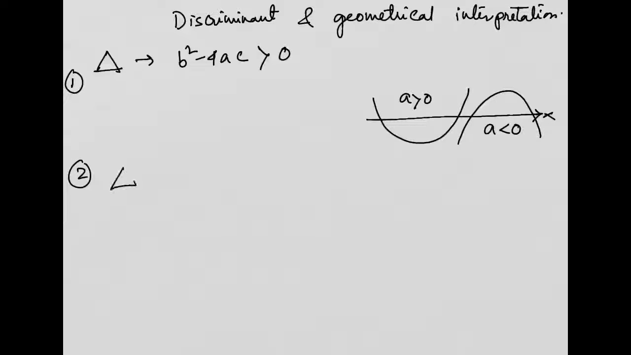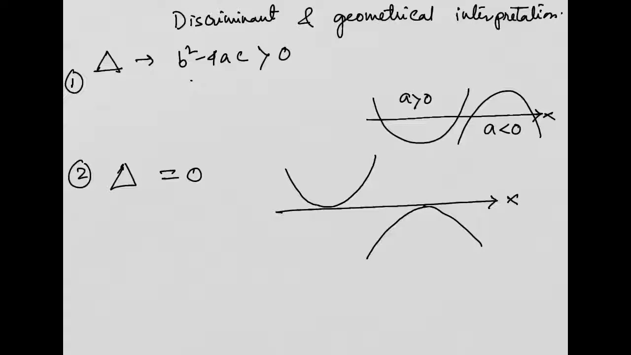Now, second, I know that my delta, or b square minus 4ac, is equal to 0. That gives, when the x axis is like this, the parabola just touches the axis at a single point. Depends on a: if a is greater than 0, it would be concave up, if a is less than 0, it would be concave down.